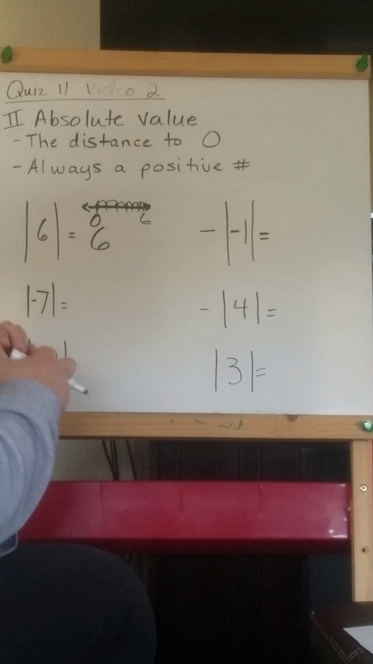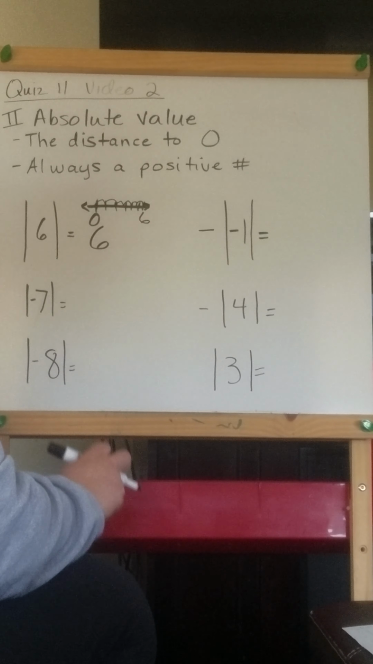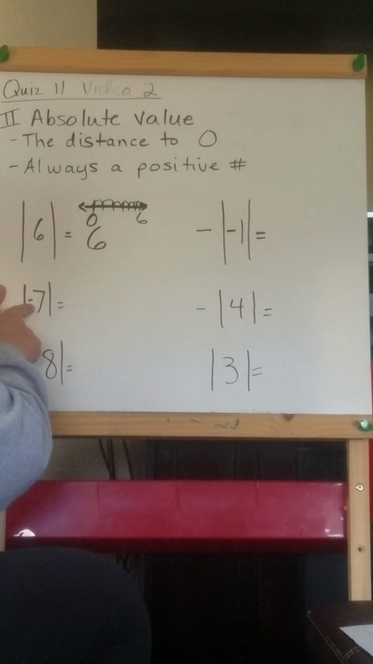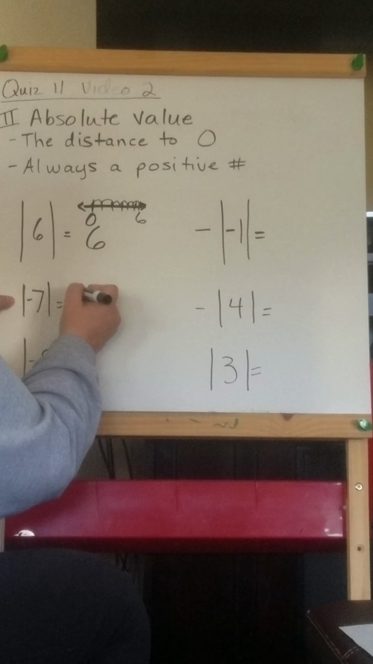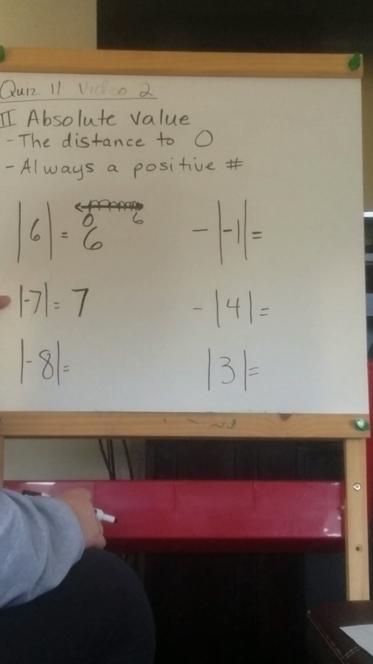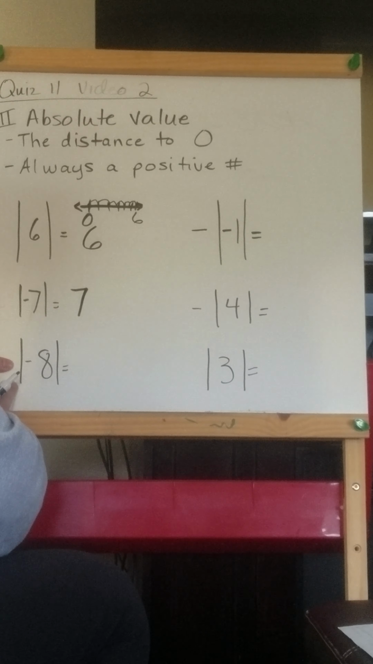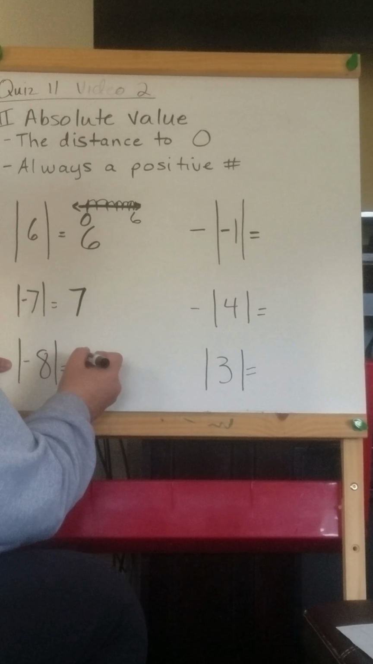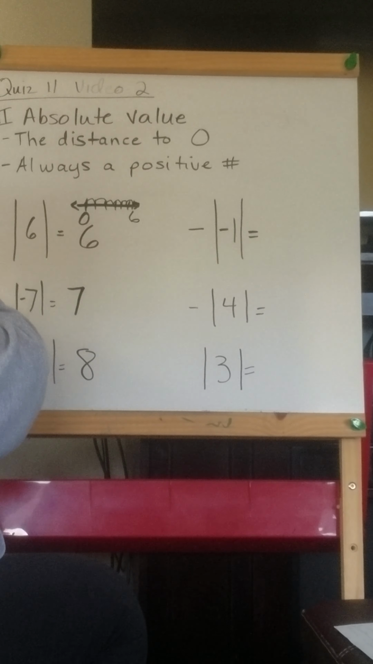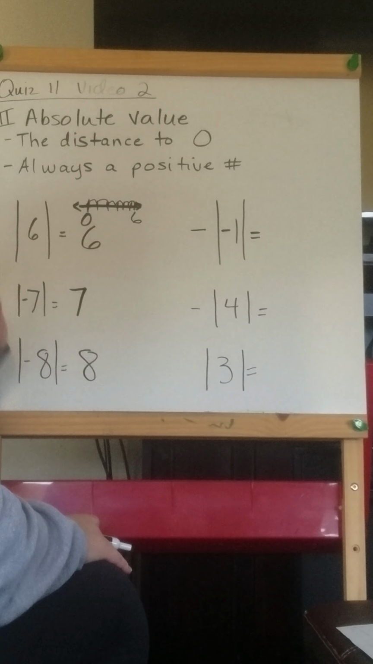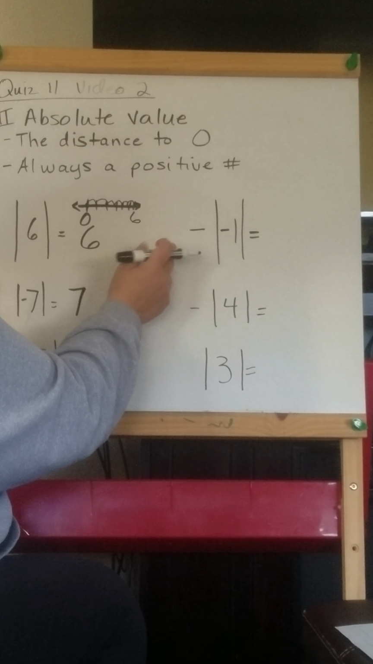All right, absolute value you guys are going to like. All you have to do is write the number, but without the negative sign. So the absolute value of -7 is going to be +7. How many steps away from 0 is it? It's 7 steps. The absolute value of -8 is 8 steps away. It doesn't matter that it's 8 steps from this side or 8 steps from that side. It's 8 steps.